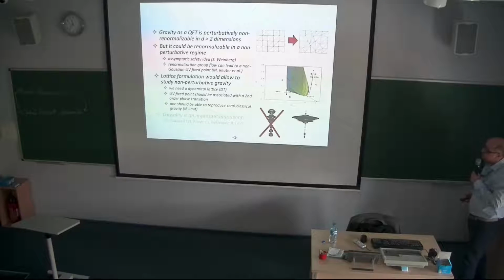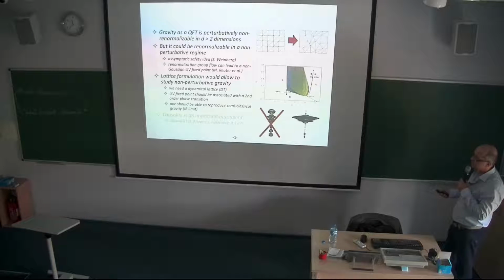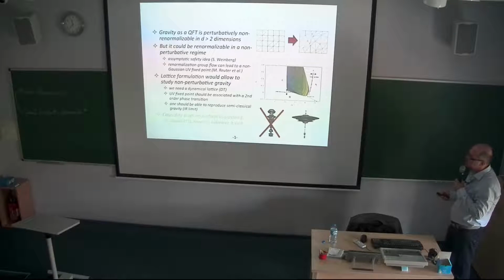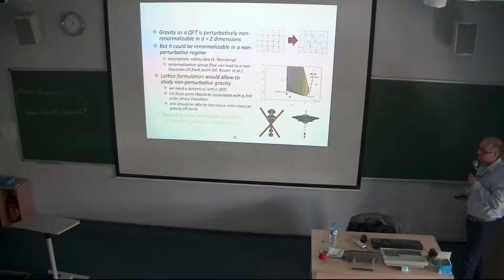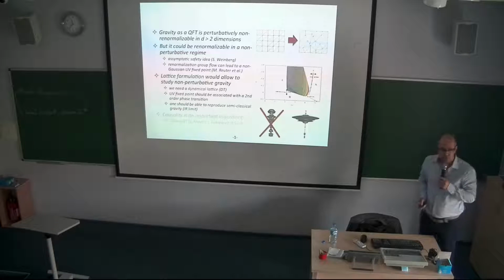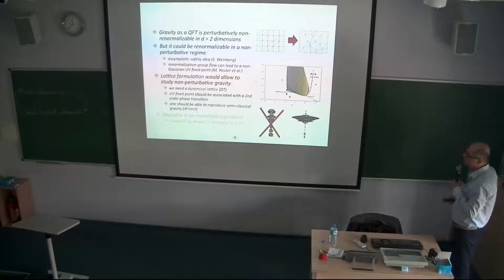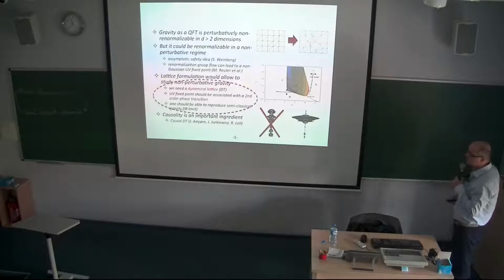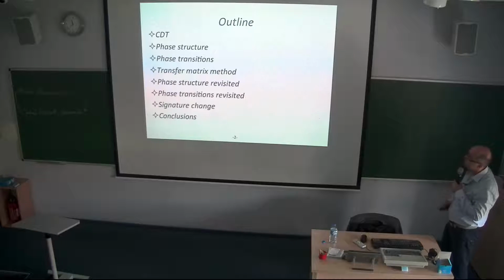But to do this, what we would need is a dynamical lattice which will encode geometry, which is dynamical itself. We would like to have a second or higher order phase transition, which should be related to these UV fixed points. And we would like also to be able to reproduce the semi-classical limit, which should be classical GR. And it turns out that to have all these three ingredients, we need additionally a causality requirement, which I will define just in a minute. And it leads us to the model of causal dynamical triangulations.